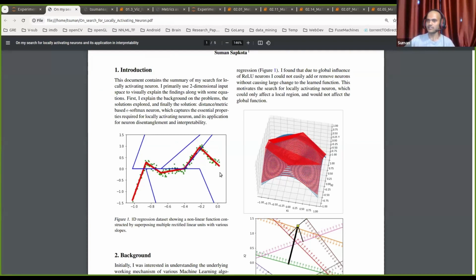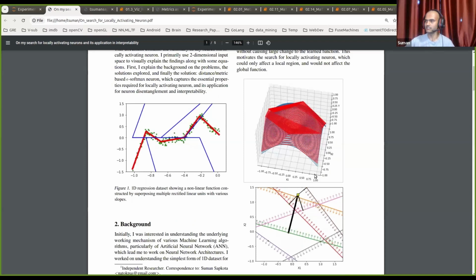And the problem is that these two neurons superimpose with each other. They share a region where they activate, and some neurons activate almost everywhere, so it is difficult to uniquely identify a reason for a neuron, because these neurons are global. And in this two-dimensional regression, multiple pieces of ReLU add together to form a highly nonlinear function.